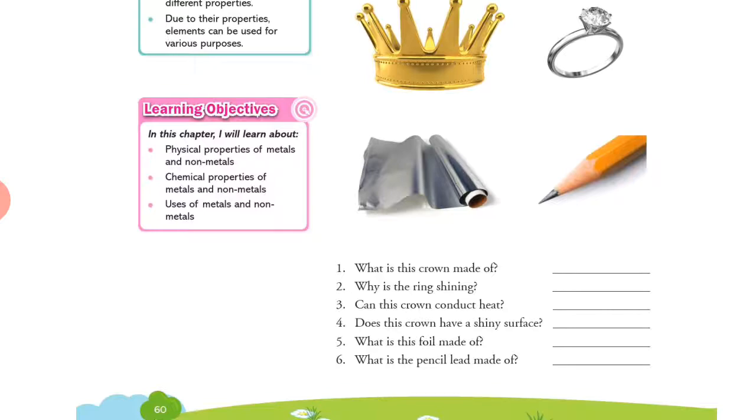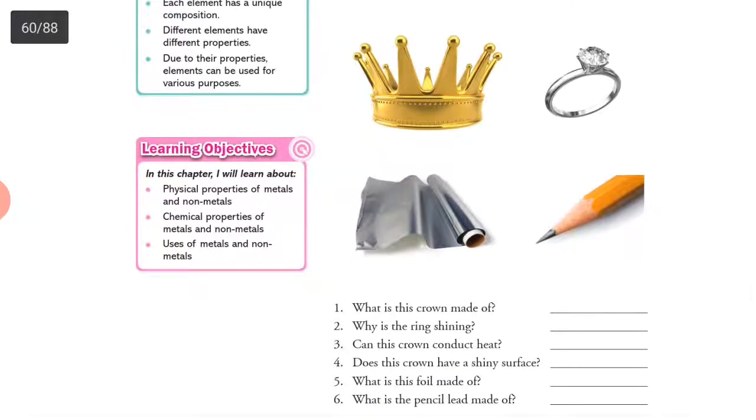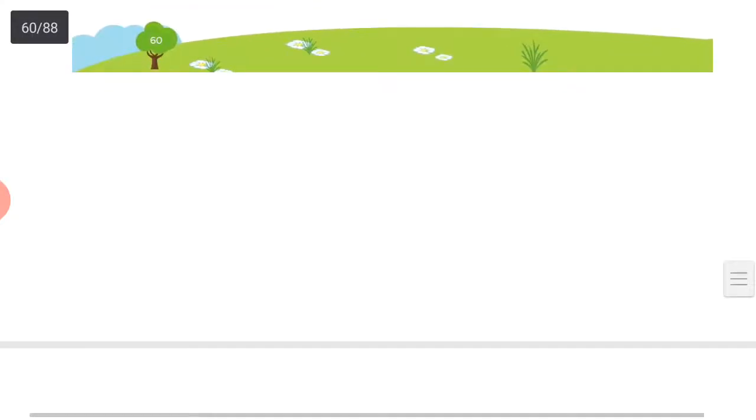Very interesting chapter basically. Metals and non-metals, physical properties of metals and non-metals. You can see, chemical properties of metals and non-metals we will also study. This shining is a physical property of metals basically, known as luster, and we will study this in detail. So let's proceed.